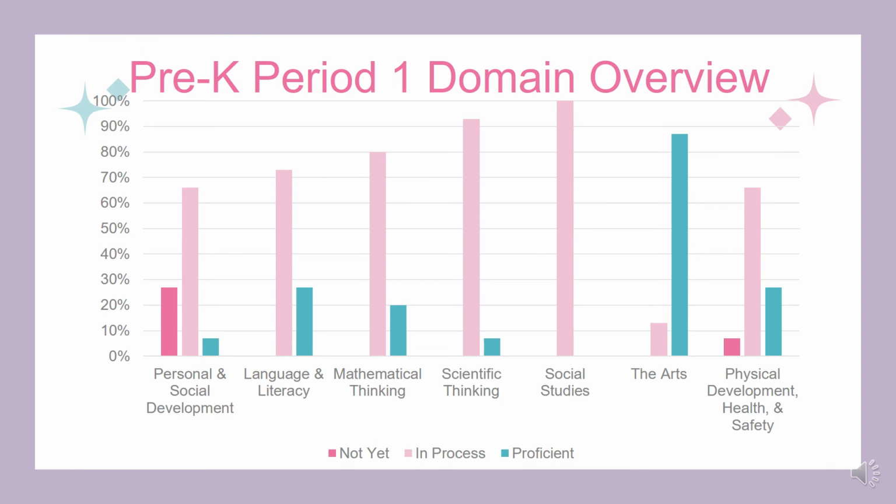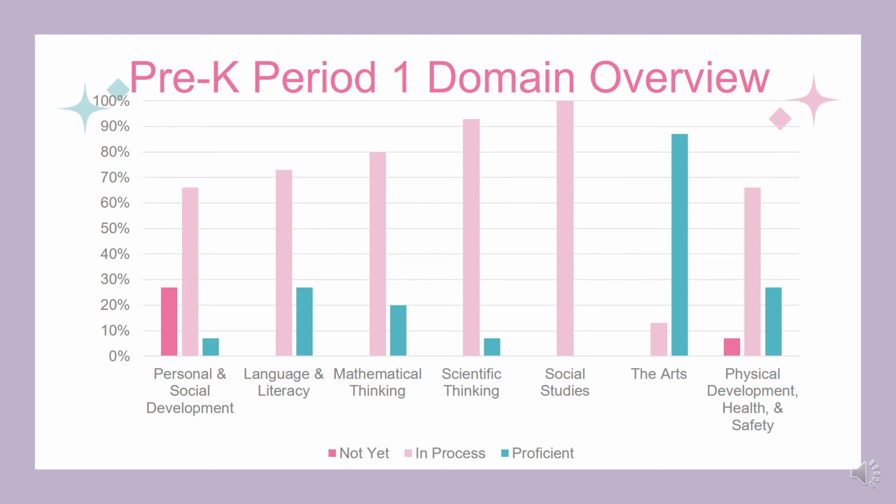So looking at our domain overview, you can see for personal and social development, we've got a few kids who are not yet, we've got a lot in process and a lot proficient. And then when we look across at language and literacy, mathematical thinking, scientific thinking, social studies, and the arts, we're seeing a lot of children in process, and then we're seeing some in proficient. Social studies, everyone is in process. In the arts, we have a lot of kids who are proficient already. So those are looking really strong.